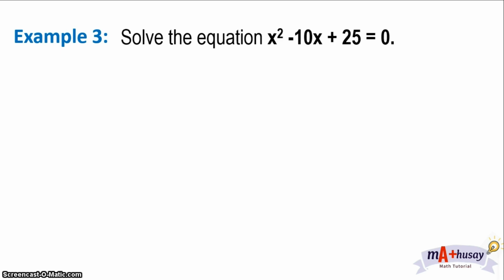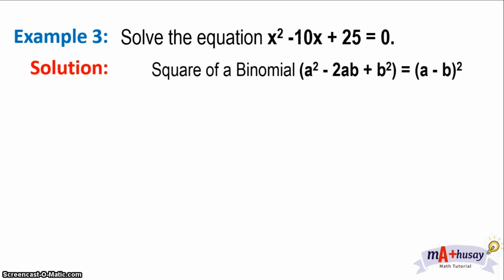Let's take example number 3. Solve the equation x squared minus 10x plus 25 equals 0. In this example, we have a perfect square trinomial, where if we take the factors of x squared and 25 and multiply them by 2, you will get the middle term, which is negative 10x. So, in order to factor it, we will use the square of a binomial.